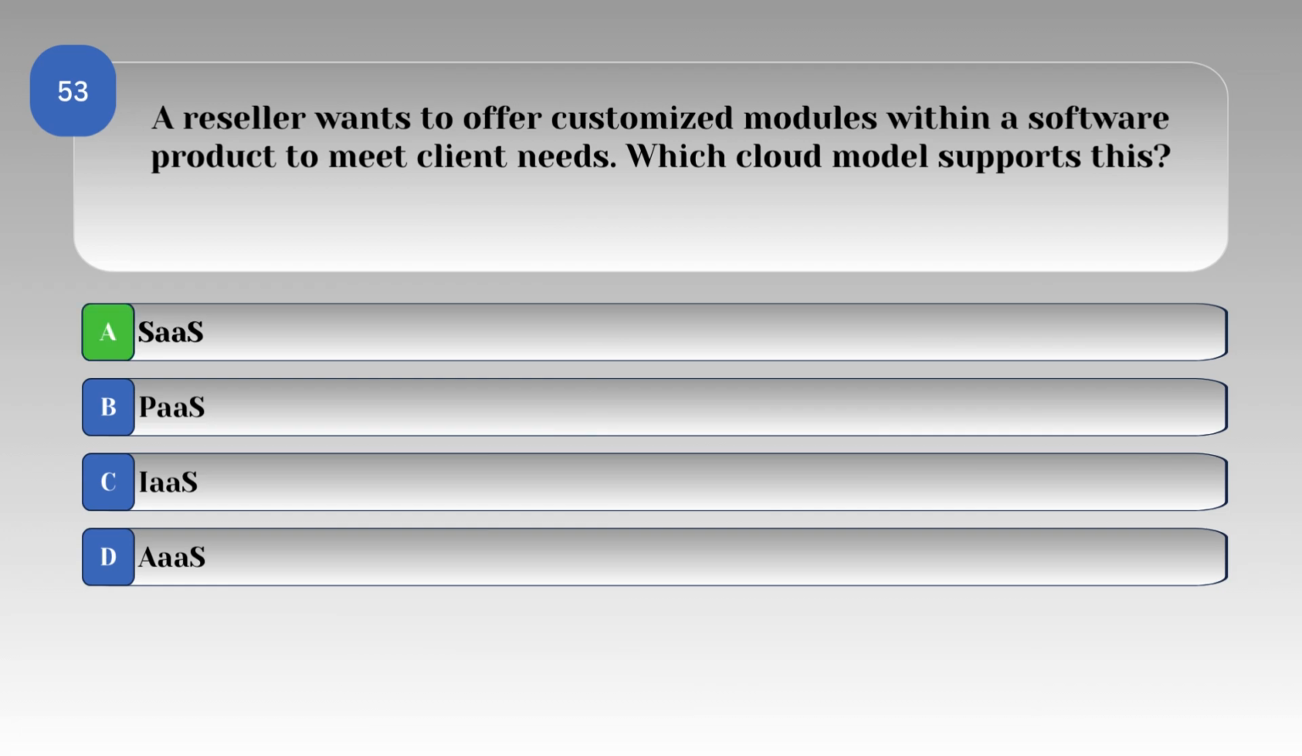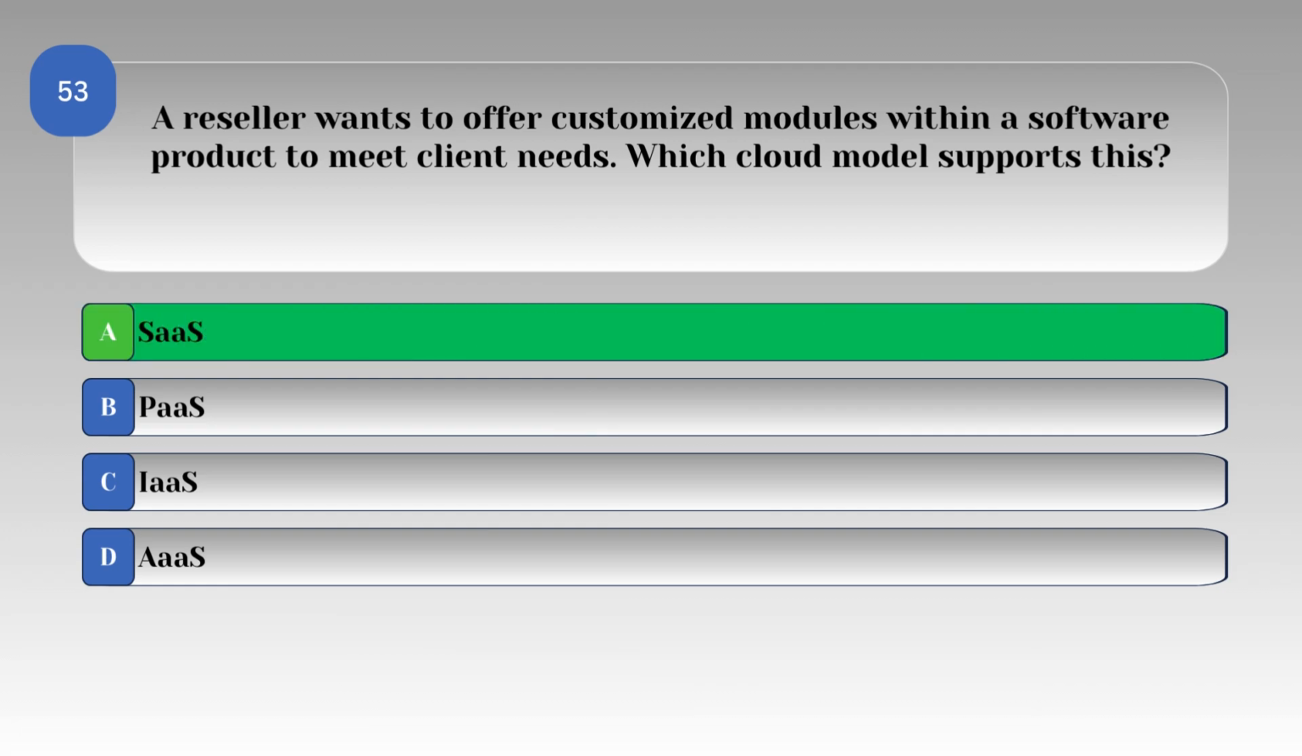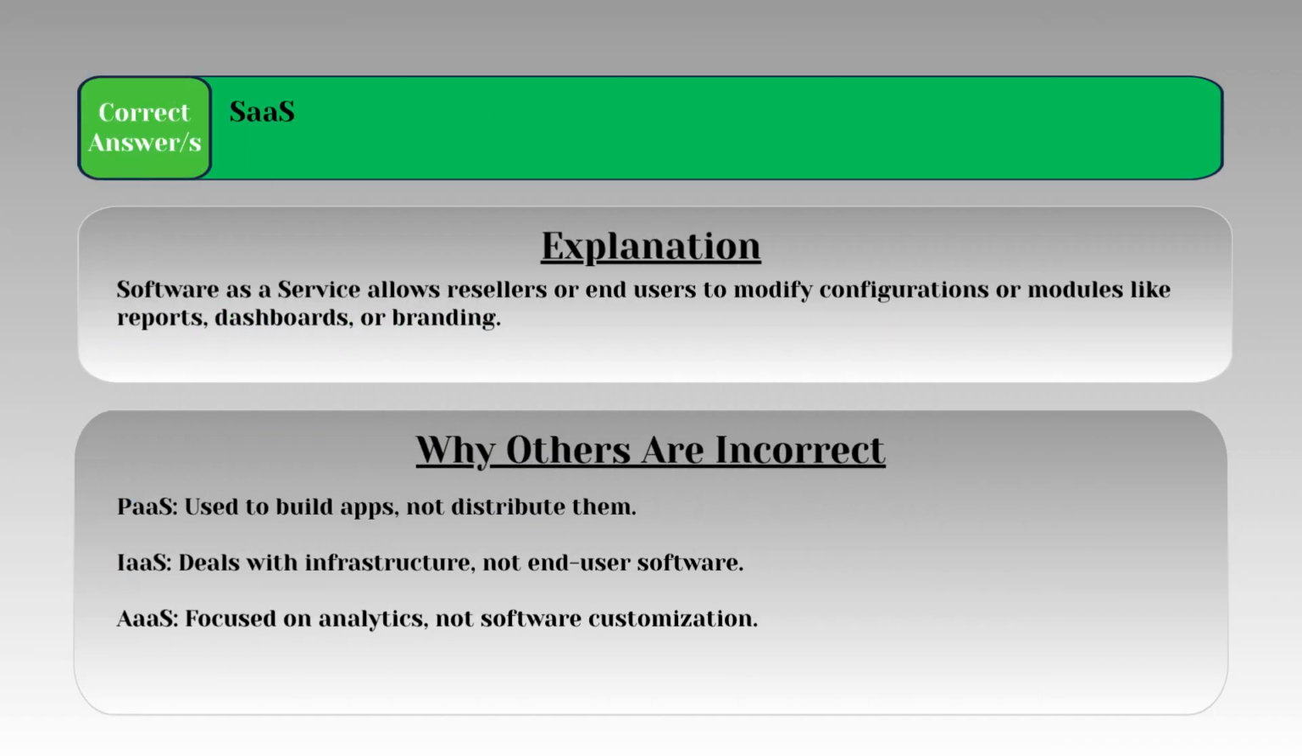Correct answer, SaaS. Explanation: Software as a service allows resellers or end users to modify configurations or modules like reports, dashboards, or branding. Why others are incorrect: PaaS is used to build apps, not distribute them. IaaS deals with infrastructure, not end-user software. IaaS is focused on analytics, not software customization.